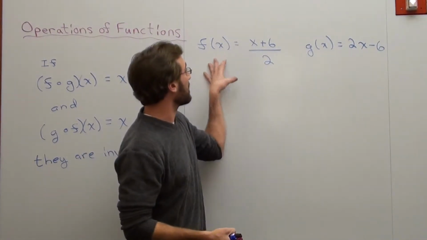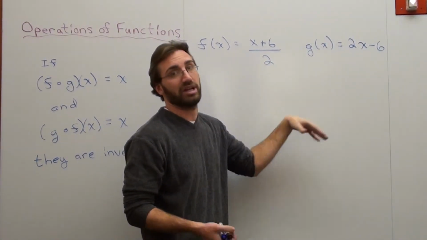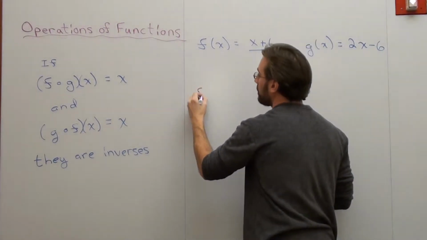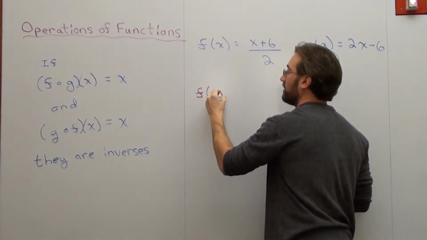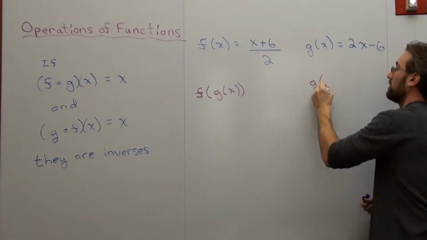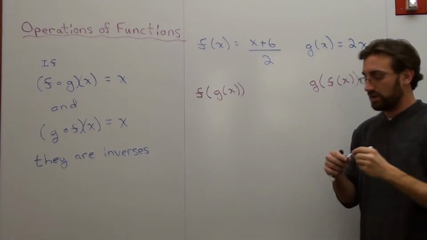Basically what that means is if you take the composition of this, and it's equal to x, and then this of this, and it's equal to x, there you go. So we're going to go ahead and do that really quickly. We're going to take f of g of x, and we're going to take g of f of x. So here we go.